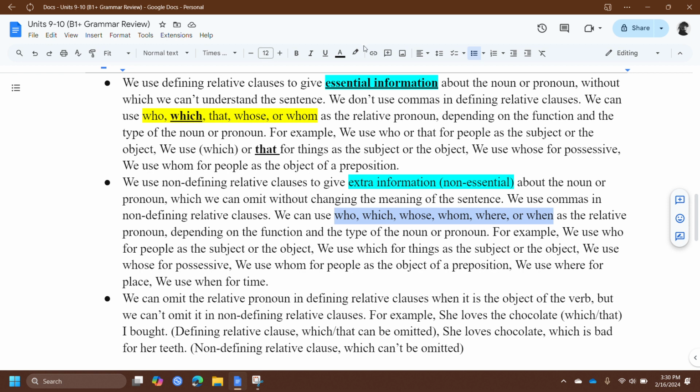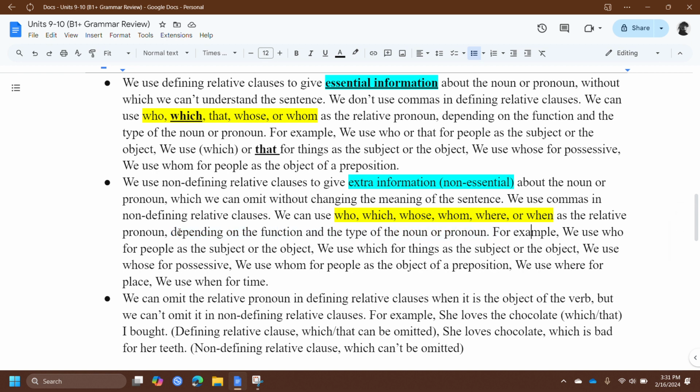pronoun. And as you might have already seen and guessed here, that is not included in this list, and that is intentional. It's because that is mainly used, and this is kind of without debate, everyone agrees with this, that that should not be used in the non-defining relative clauses. It must only be used with the defining ones.